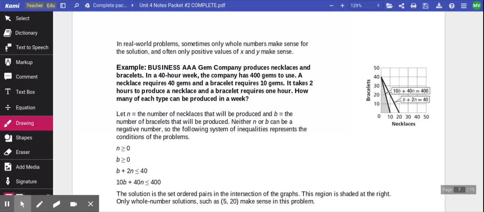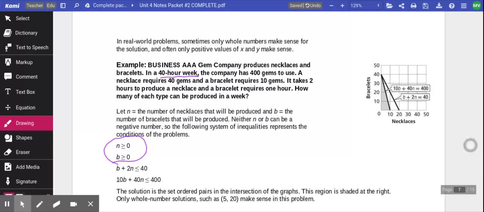Now, because we're talking about necklaces and bracelets, that tells me right away that both of those have to be greater than 0. Now, using the fact that in a 40-hour week, I make bracelets and 2n is less than or equal to 40. And it's 2n because it takes longer to make a necklace than it does a bracelet. And then as far as gems, it's 10 per bracelet and 40 per necklace. And I can only have less than or equal to 400.